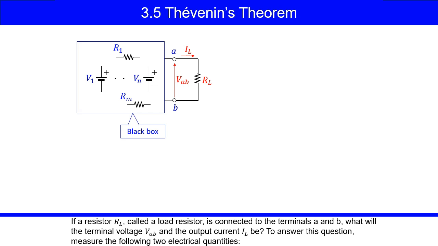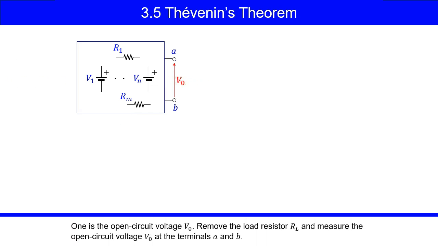If a resistor RL, called a load resistor, is connected to the terminals A and B, what will terminal voltage VAB and the output current IL be? To answer this question, measure the following two electrical quantities. One is open circuit voltage V0. Remove the load resistor RL, and measure the open circuit voltage V0 at the terminals A and B.